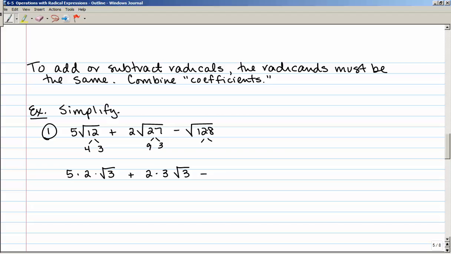And then that's going to be minus 128 is actually 64 times 2. Square root of 64 is 8, and that's a square root of 2. Now let's multiply. This is 10 square root of 3 plus 6 square root of 3 minus 8 square root of 2. I can combine the so-called like terms, the ones that have exactly the same radicands, which are the square roots of 3. So this is going to give me 16, because 10 plus 6 is 16, square root of 3, minus 8, square root of 2.